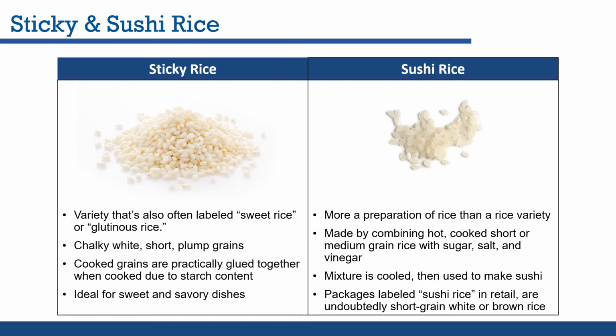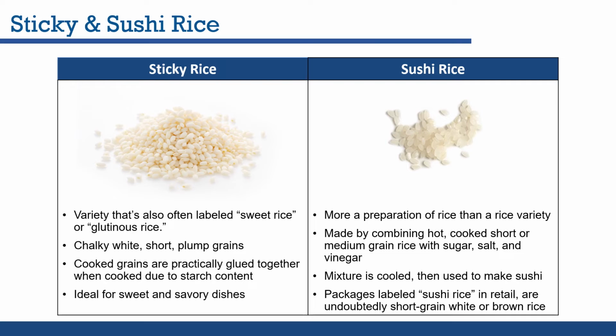Now let's talk about sticky rice and sushi rice. You'll sometimes see short grain referred to as sticky rice, but that's technically not the case. Sticky rice is a particular variety that's also often labeled as sweet rice or glutinous rice. And it's important to note here that glutinous rice has nothing to do with gluten, as all rice is naturally gluten-free. Sticky rice is predominantly a short grain variety, and when cooked, its grains are practically glued together due to their glutinous consistency.